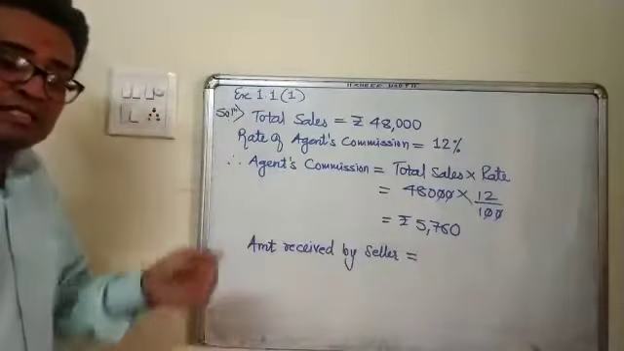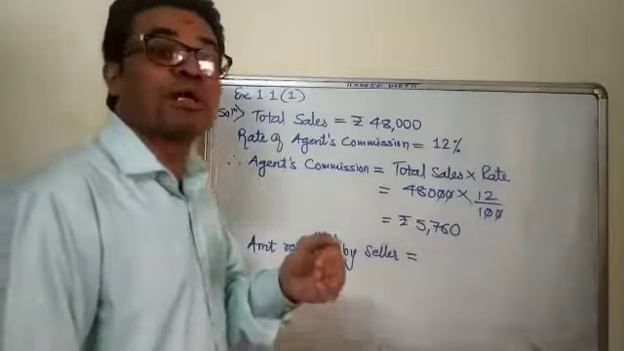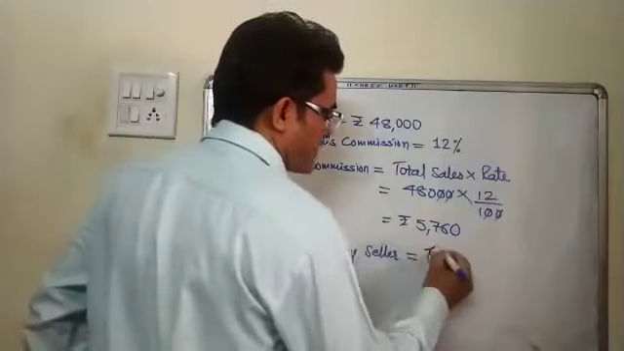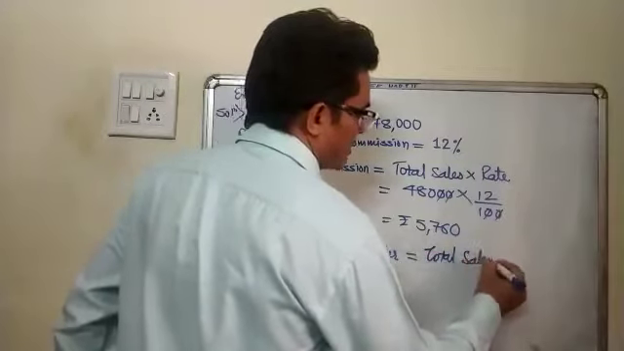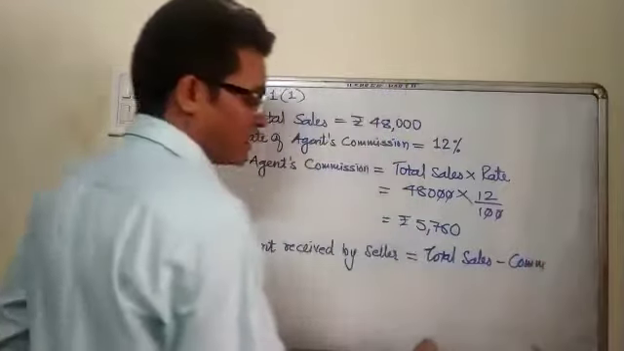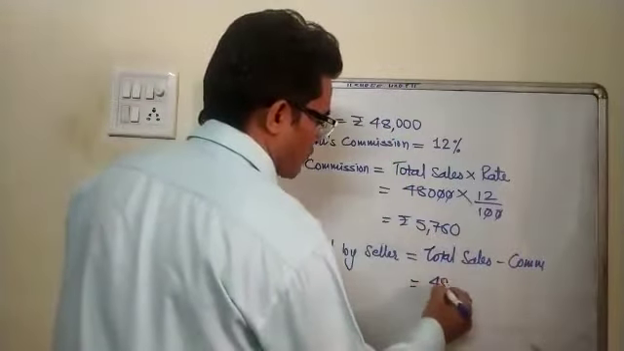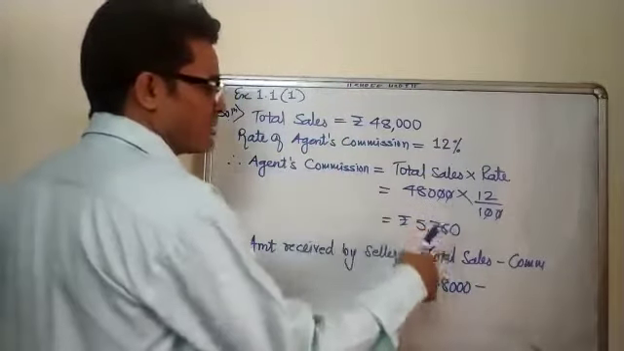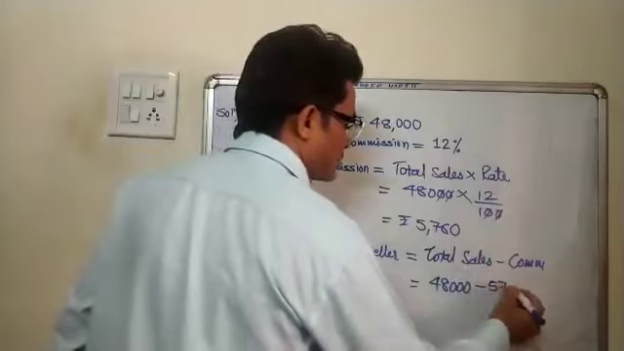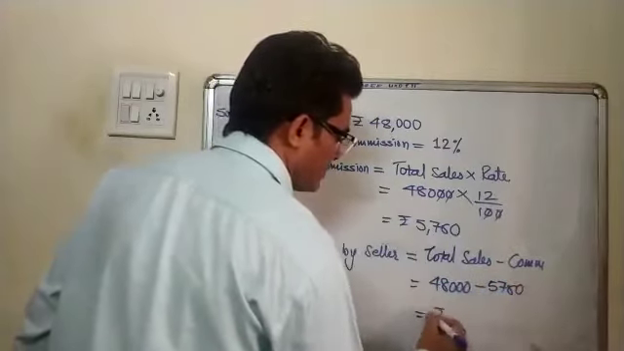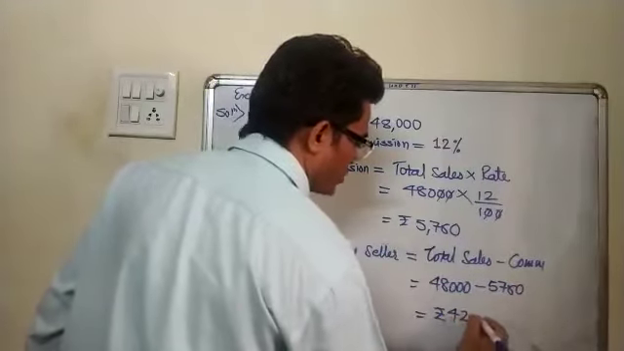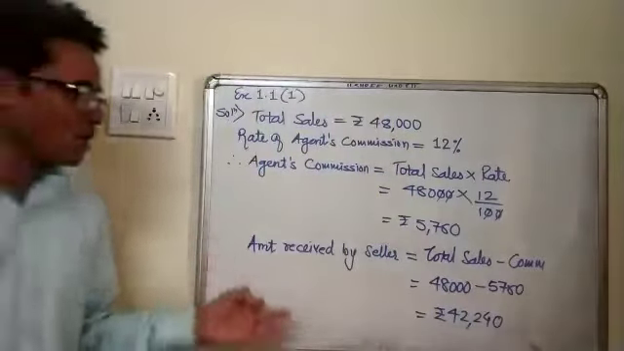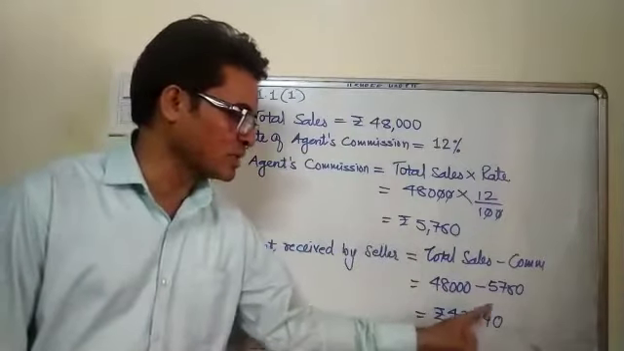And in your question second part, how much amount received by seller? So seller is getting amount after giving commission. So amount received by seller comes to total sales minus commission paid. So what is the total sales here? 48,000. Okay. And what is the agent's commission already paid? It is 5,760. It comes to rupees 42,240. So the amount received by seller is 42,240.